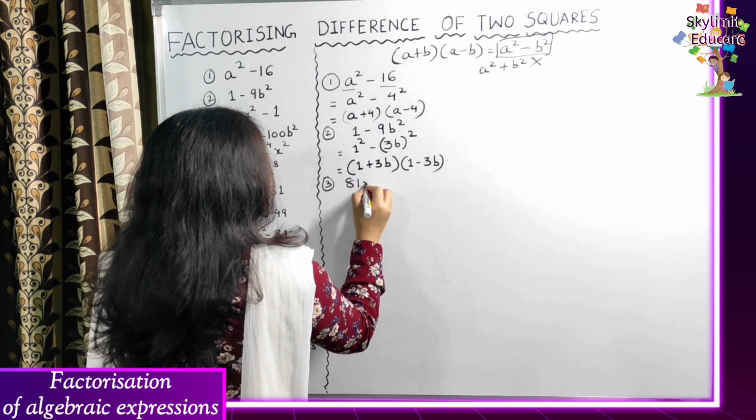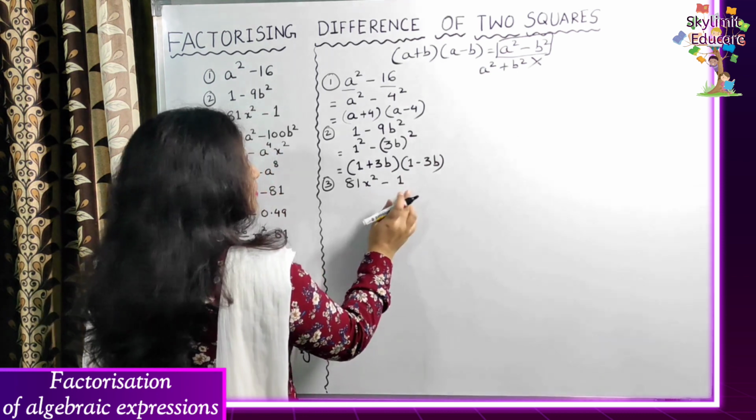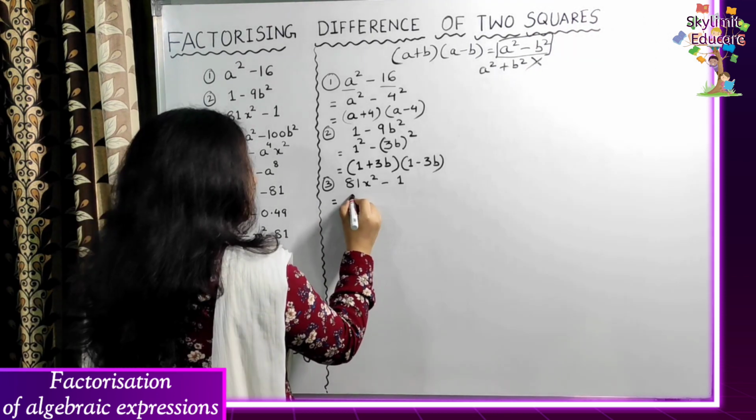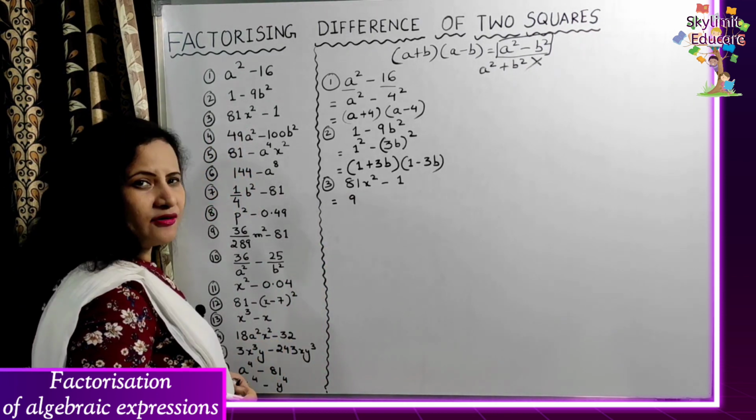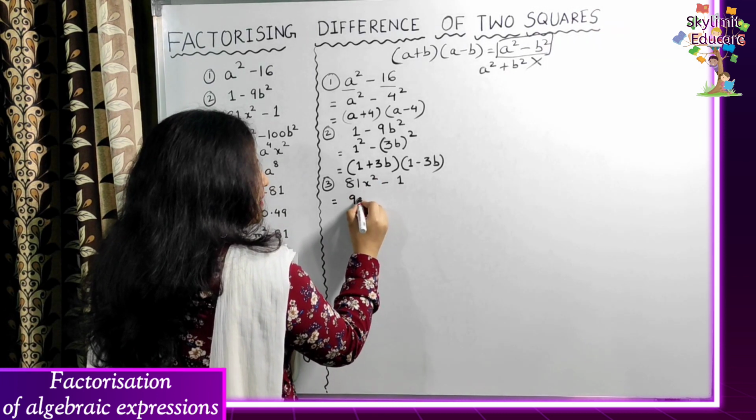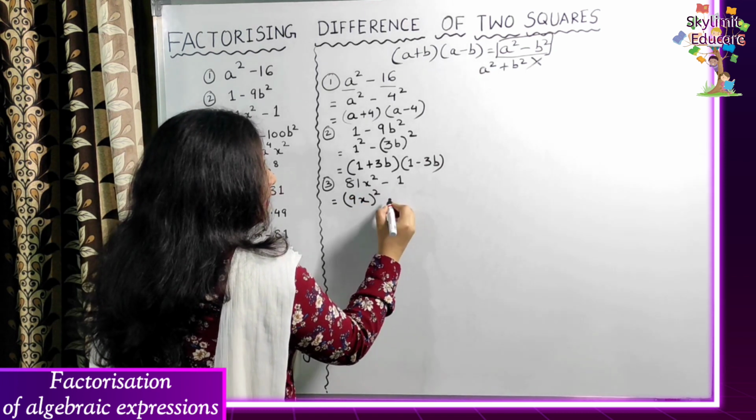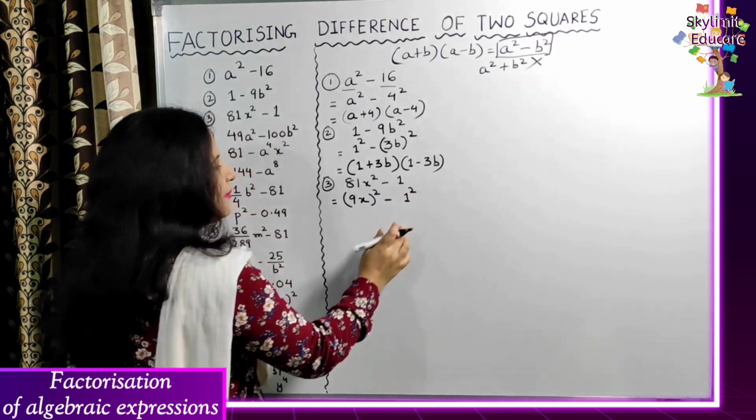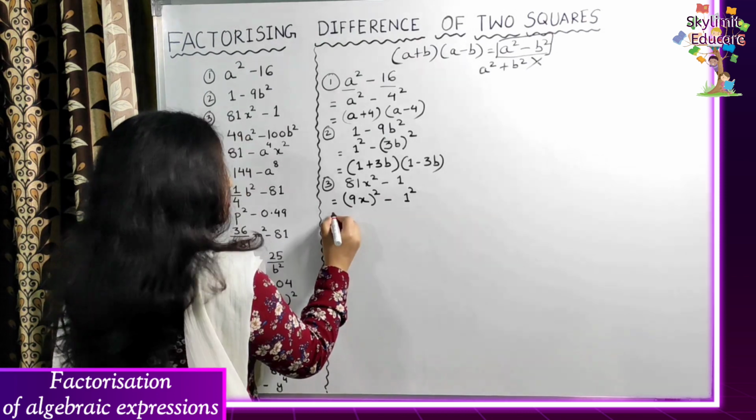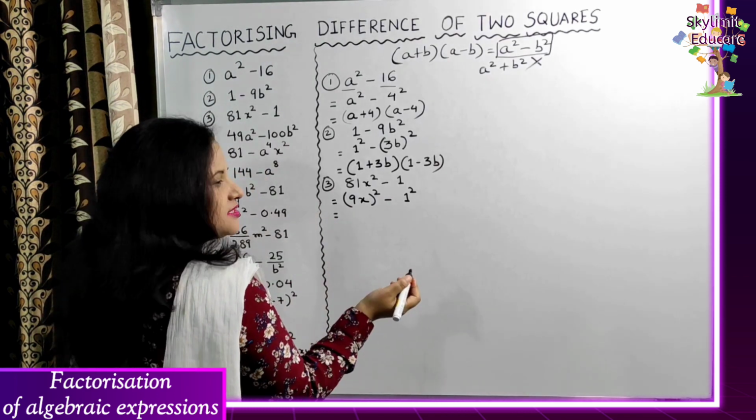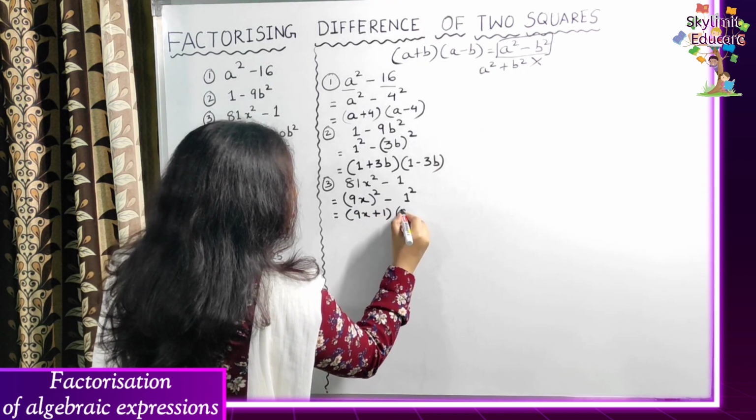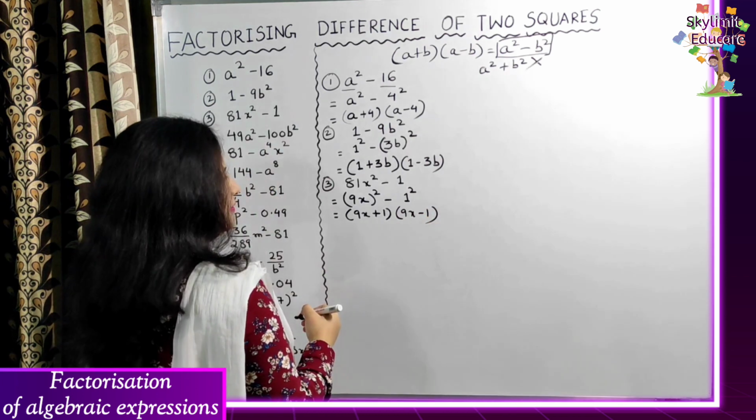Let's come to question number 3: 81x square minus 1. These two are again perfect squares. What is the square root of 81? 9. That means 81 is the square of 9. What is the square root of x square? It is x. So 9x whole square minus 1 square. This can be written in this format. You got the same thing, the difference of two squares. So that is equal to the product of the sum and the difference: 9x plus 1 multiplied by 9x minus 1. Very simply you have to do this.